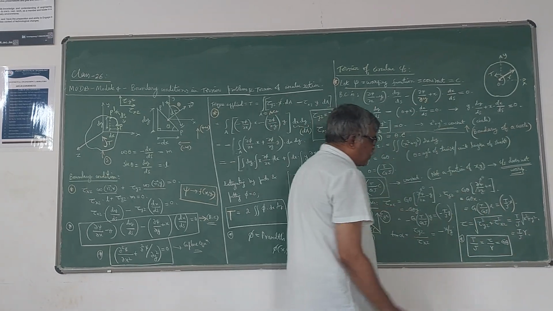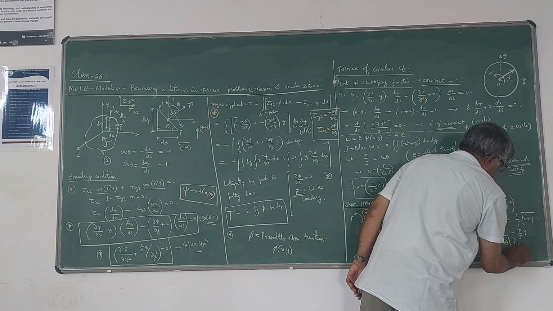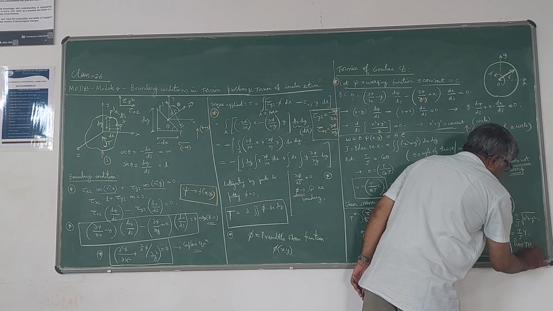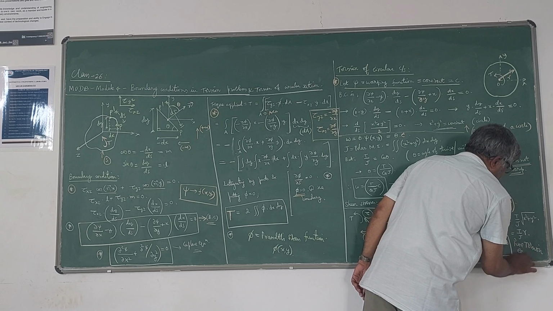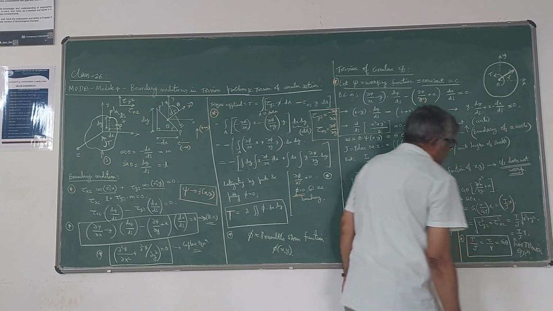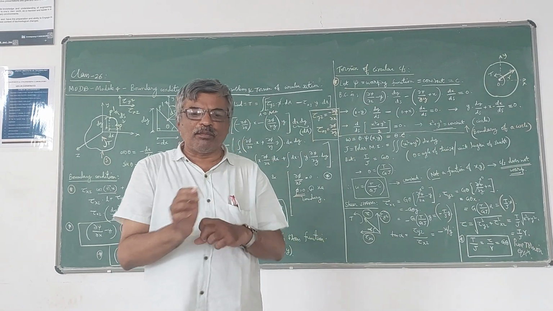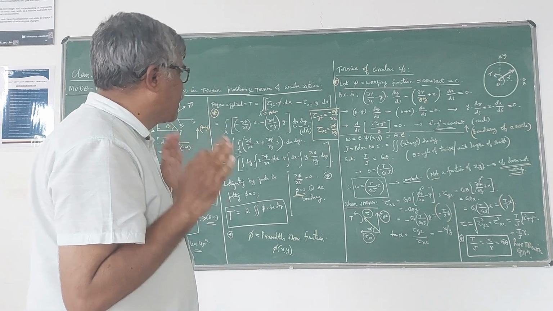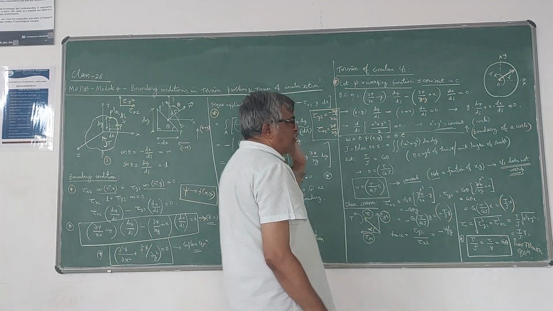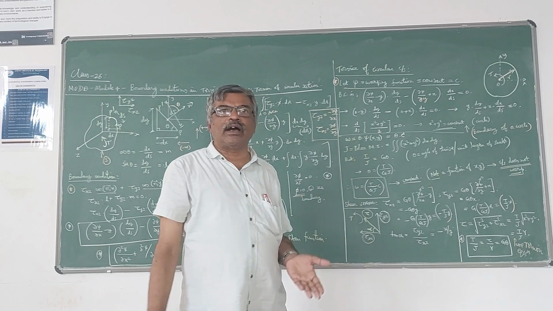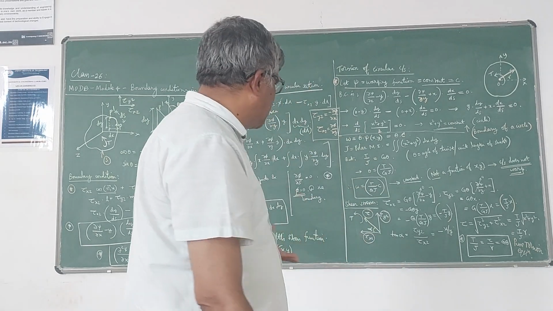This is your pure torsion equation which we can derive in strength of materials also. But anyway, this I have applied for the circular section by taking the warping function as constant. That's what I have done here. By assuming a suitable warping function, you can always arrive at the torsion equation.